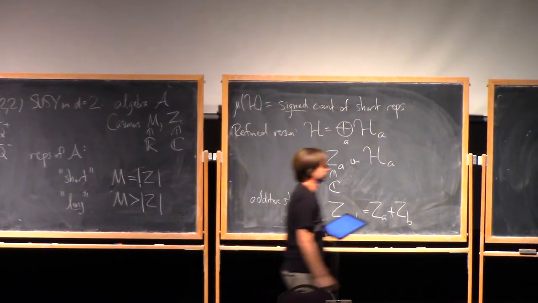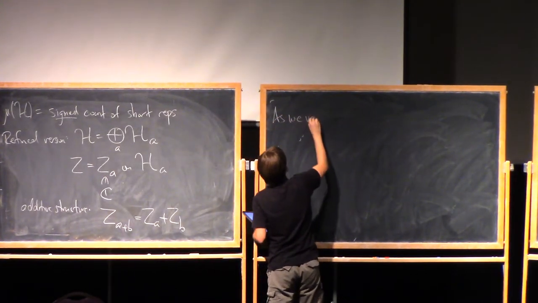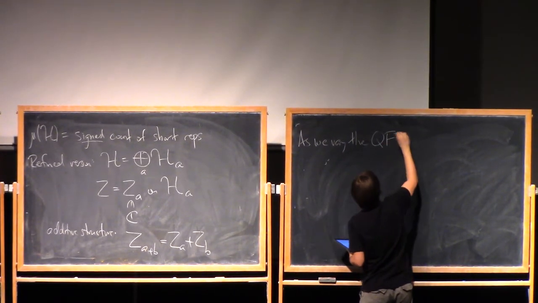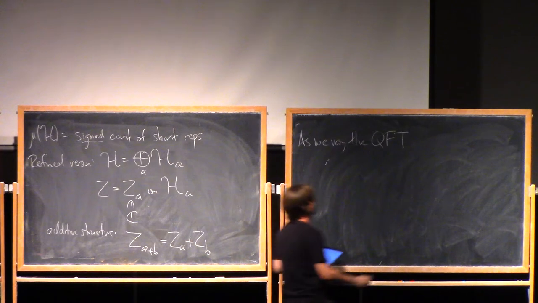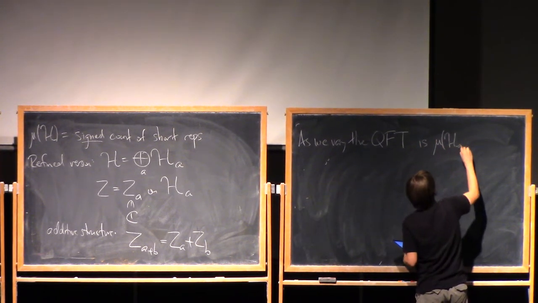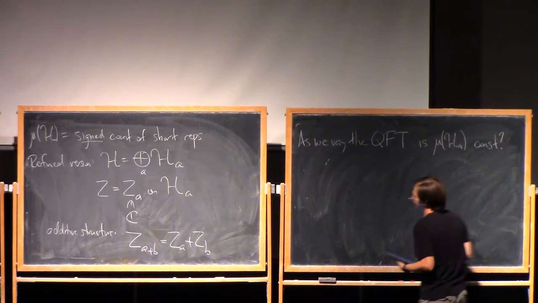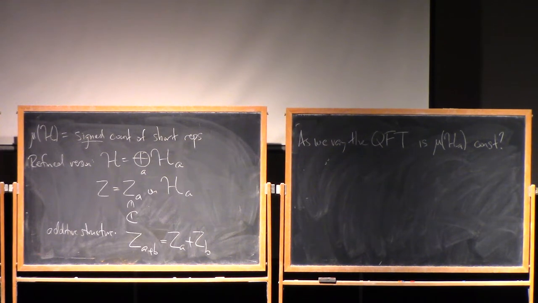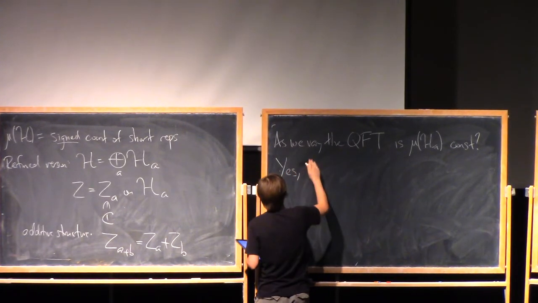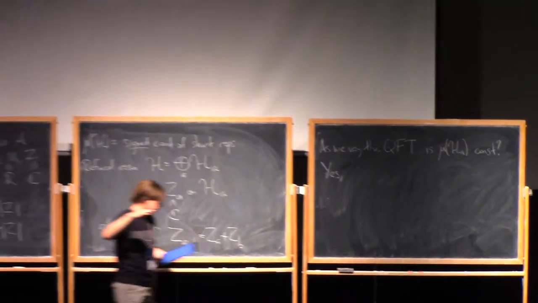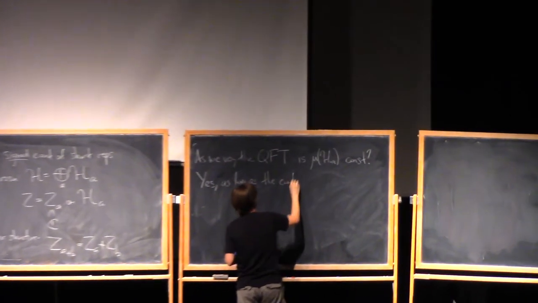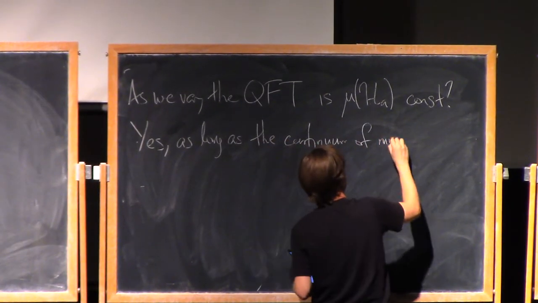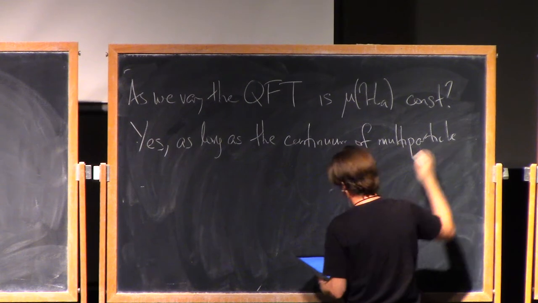Now, here's the key question. As we vary the quantum field theory, we're going to be interested in varying the parameters of this quantum field theory in the same way as here we varied the Riemannian metric. And we ask the question, is this index constant? You know, is it really a deformation invariant of the structure? And the answer, what's believed to be the answer, is yes. And it follows from the kind of formal arguments I showed you in deformation theory last time, except, or let's say as long as the continuum of multi-particle states stays away.